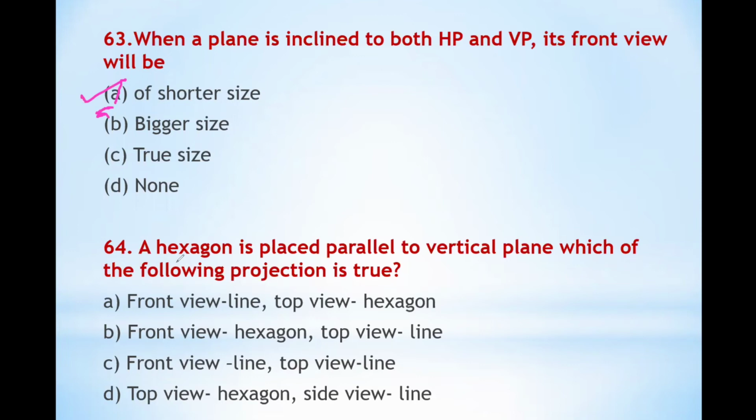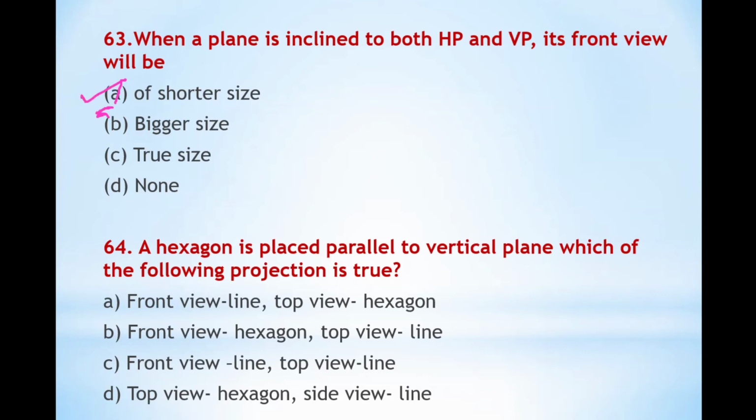64. A hexagon placed parallel to the vertical plane. So which of the following projections is true? Okay, if the hexagon is placed parallel to the vertical plane, so which of the following projections is true? Okay, let us see. So here, whatever this hexagonal plane is there, it is kept parallel to the vertical plane.